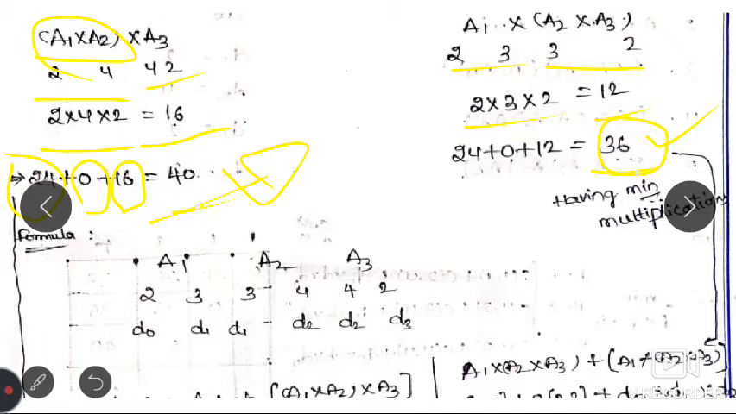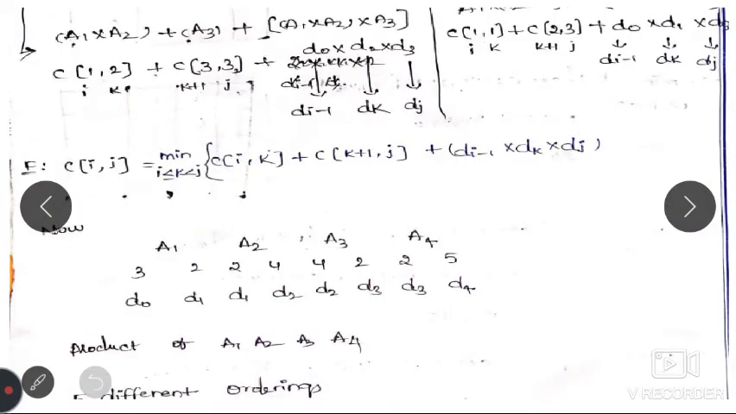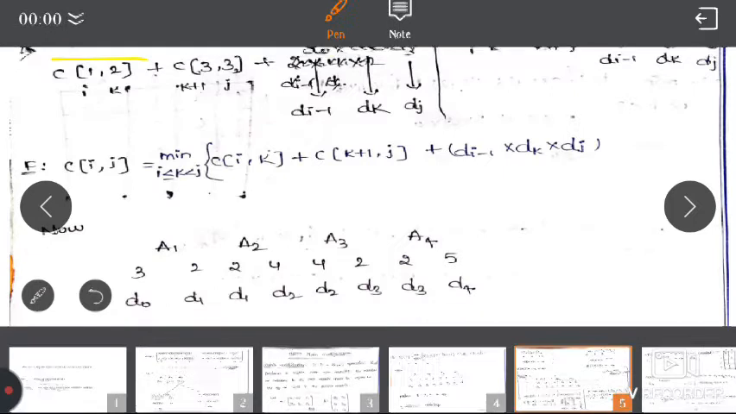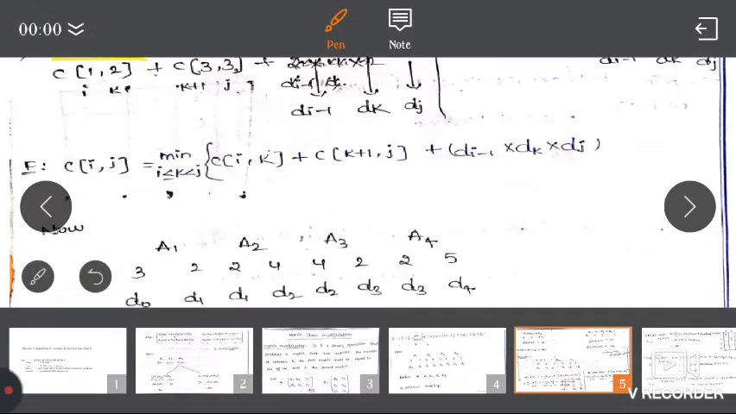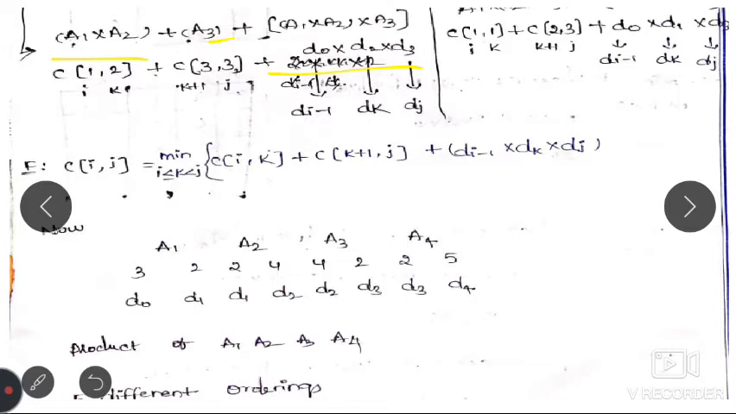Now the formula for matrix chain multiplication. Consider three matrices with orders 2 by 3, 3 by 4, 4 by 2, and assign the values as D0, D1, D2, D3. I write this as cost of 1, 2: A1 as cost of 1 and A2 as cost of 2. So this is cost of 1, 2. A3 has cost of 3, 3, and the total has dimensions D0, D2 and D3.